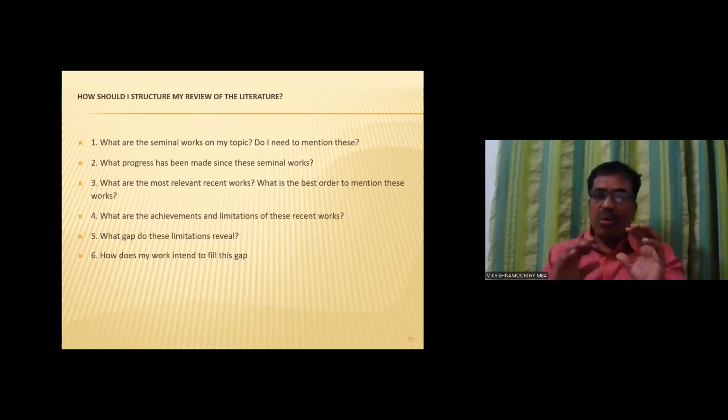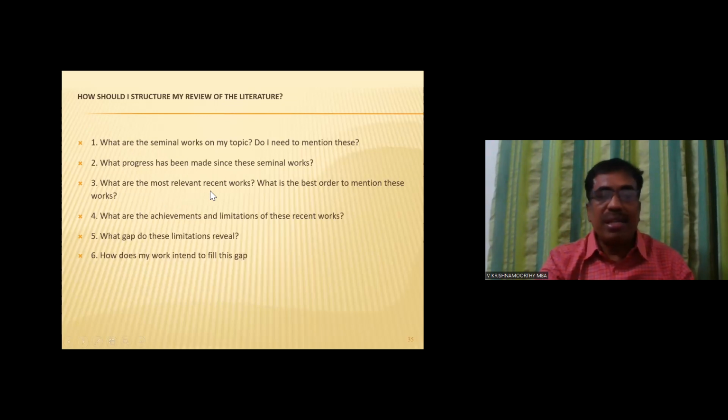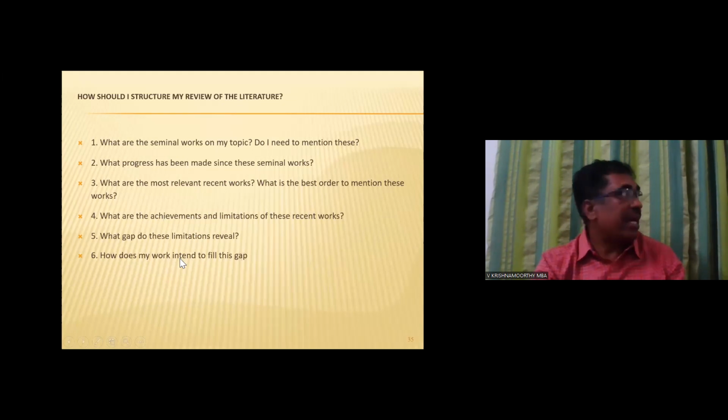If you know the nuances, it's very simple. So how should I structure my review of literature? What are the seminal works, what progress has been made, what are the most relevant recent works, what are the achievements and limitations of this recent work, what gap do the limitations reveal, and how does my work intend to fill the gap?